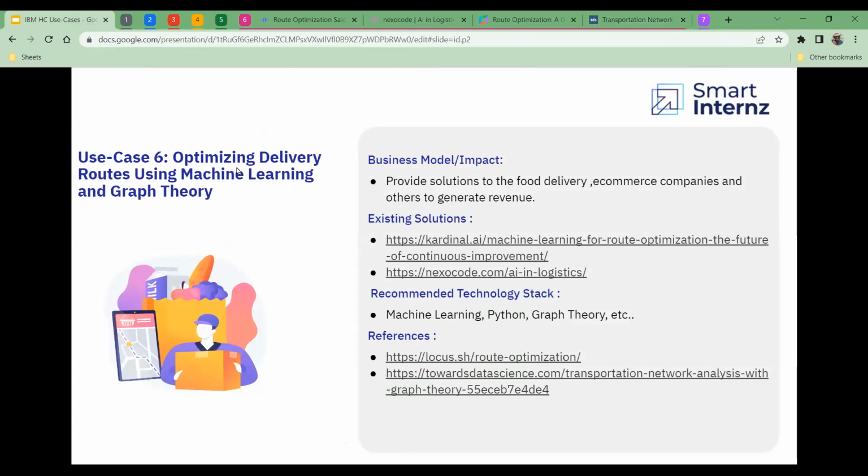Okay, so explore more, understand more, find a suitable product solution that you can do and implement it. Okay, so yeah, this is all about use case 6.